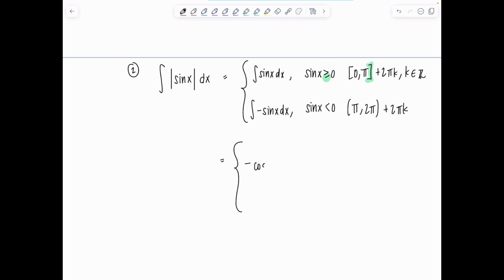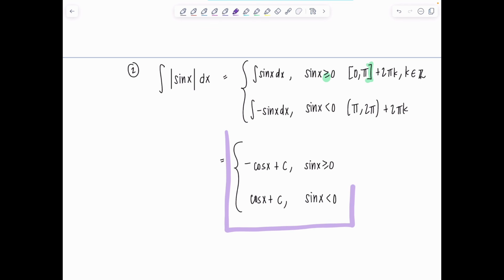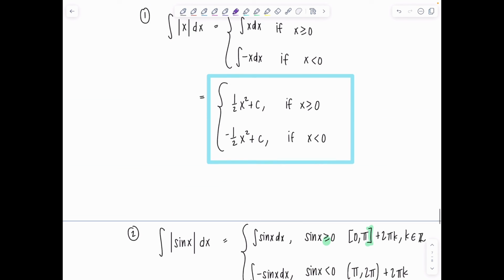So this is negative cosine x plus c, I'd say if sine of x is greater than or equal to 0, and then cosine x plus c if sine of x is less than 0. If you've seen it done differently, let me know. I'm curious. I really searched through all the calculus texts I have. There wasn't really anything. So if you have some reference or experience and you've seen it written more efficiently or differently, let me know. But that concludes the video.